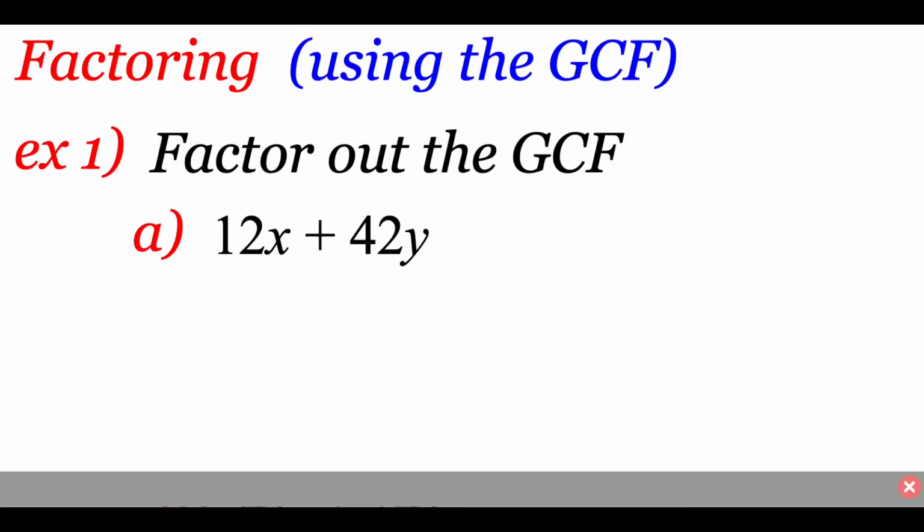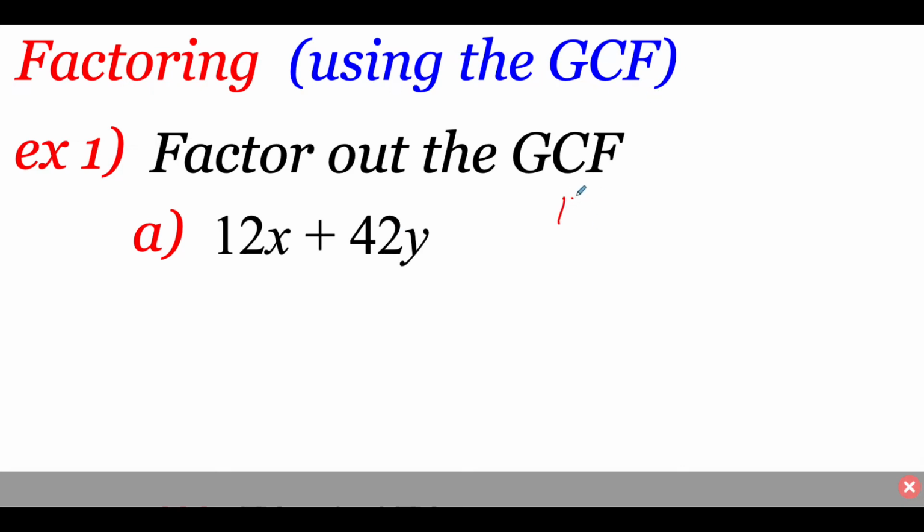Now, as we're taking a look at these examples, we're going to be finding a greatest common factor, but then we're going to be taking it out of our polynomial. It's called factoring out a GCF. So we've got 12x plus 42y. And the first thing I want to do is figure out what the greatest common factor is.